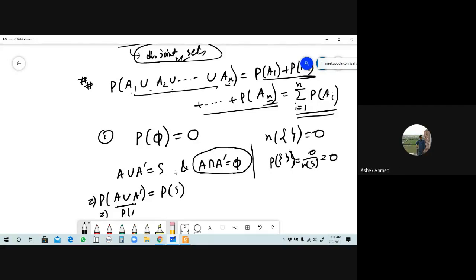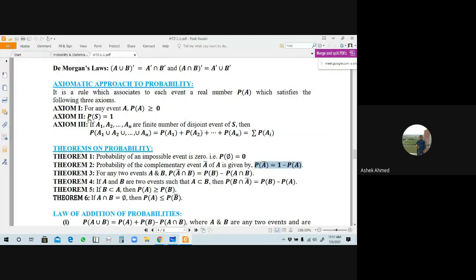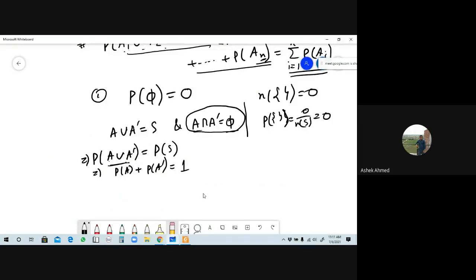This will be probability of A plus probability of A complement, and tell me the value of probability of S here. 1, right? In the second axiom, probability of S was what? 1. So here, probability of A plus probability of A complement is 1. So from here we can say that probability of A complement is 1 minus probability of A. Understand? Yes sir.